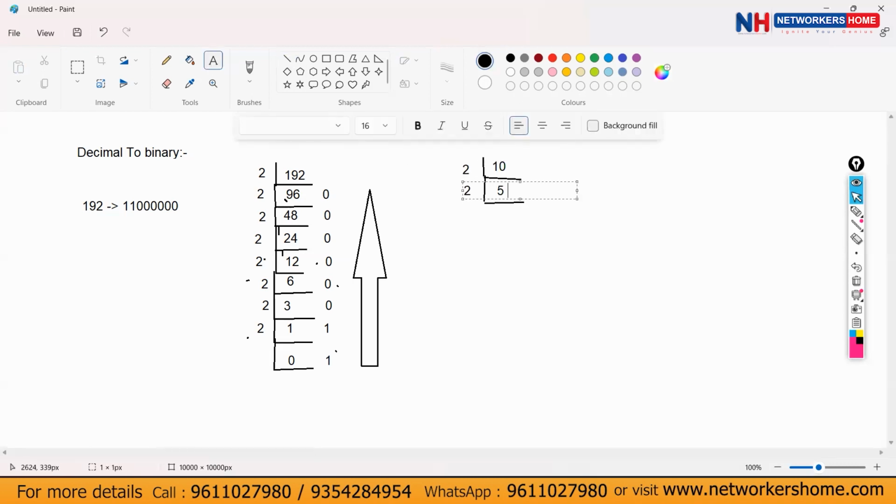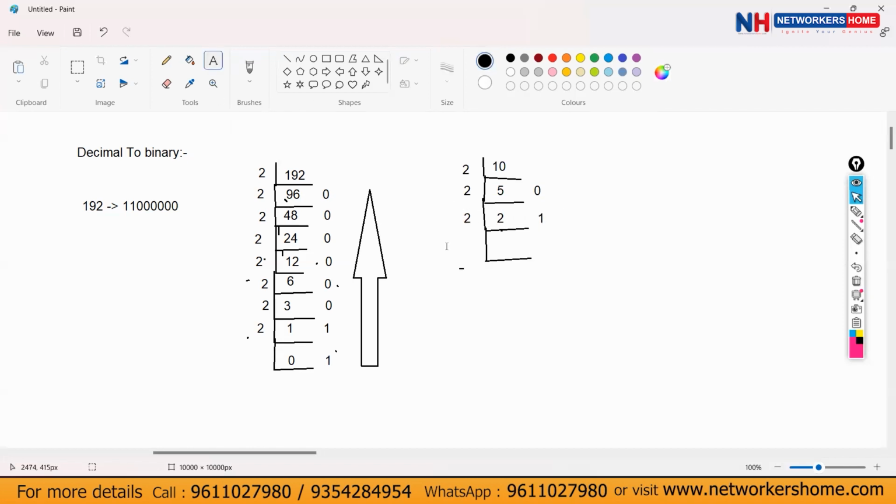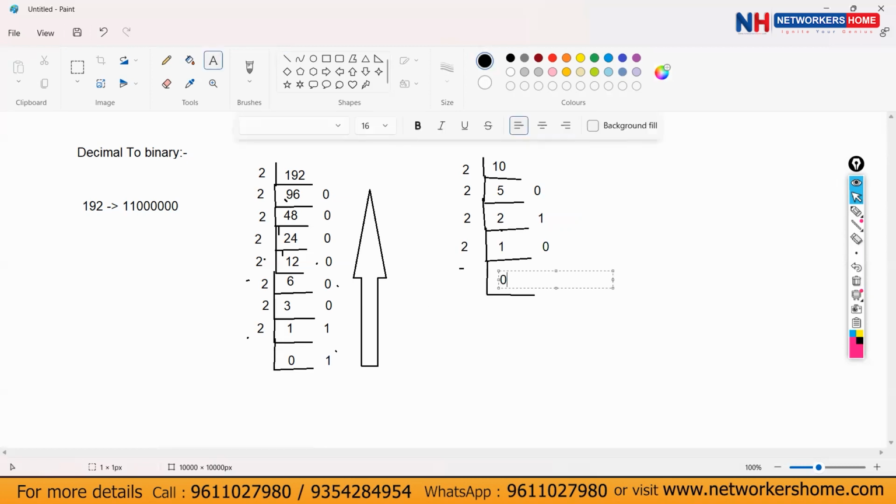Remainder is 0. Next, divide 5 by 2. Correct. Remainder is 1. Divide 2 by 2. 1. Remainder is 0. Okay. Can you divide 1 by 2? 0. 2 zeros are 0.